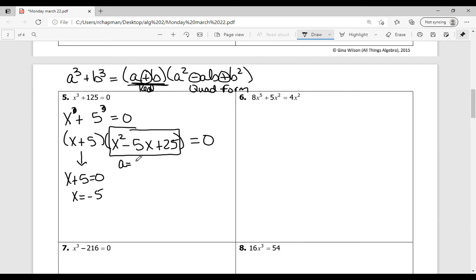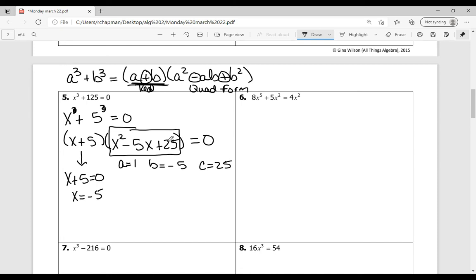So my a value is 1, my b value is -5, and my c value is 25. There are no factors of 25 that add up to 5. There are none. You got 1 and 25, 5 and 5. And no way you pair those, you're going to get 5.